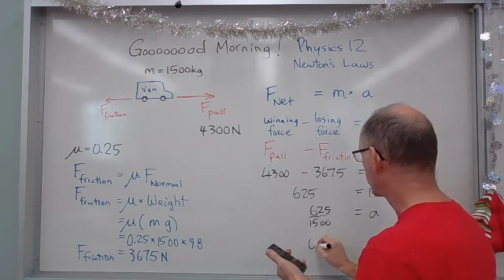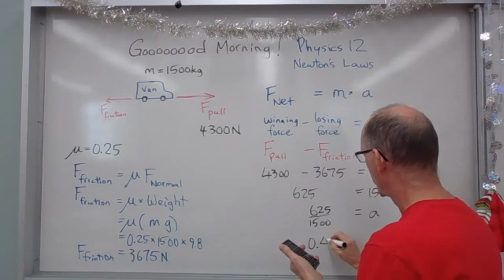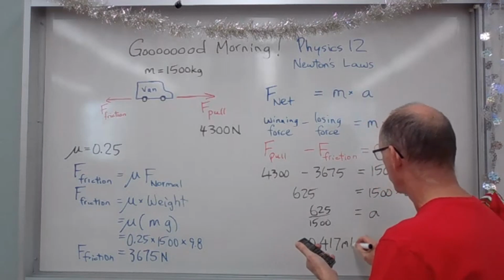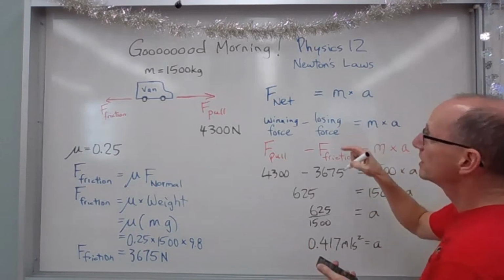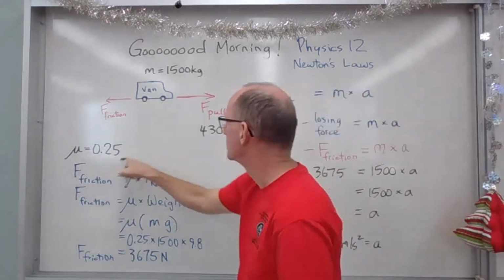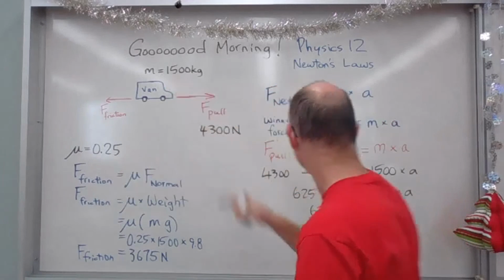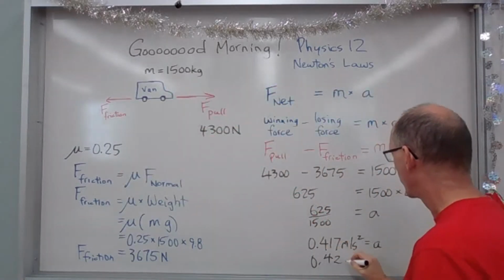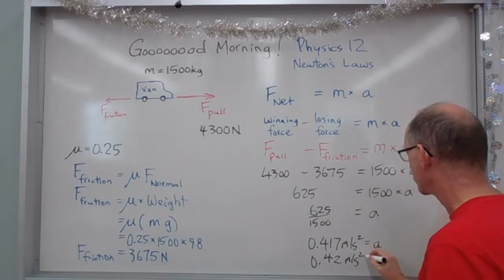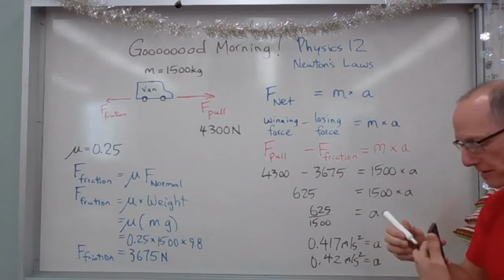And we get an acceleration of 0.417 meters per second squared. And since we maybe have just two digits, you could round up easily to 0.42 meters per second squared. And that is the acceleration.